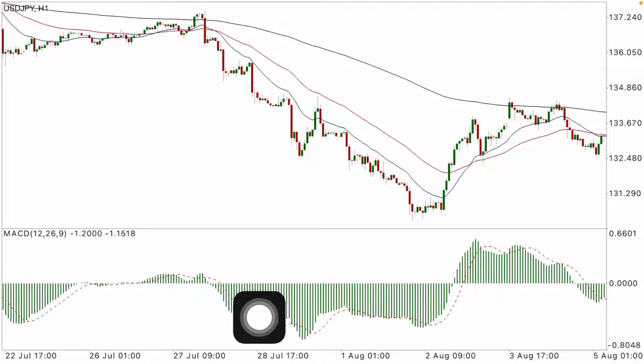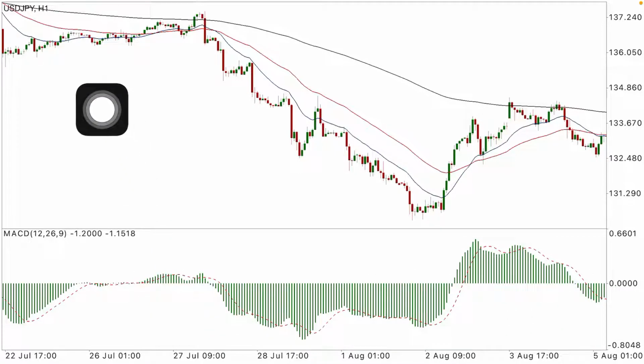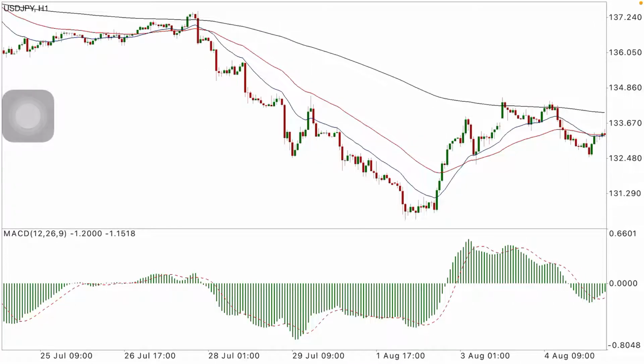And if the MACD graph is below 0, you are looking for sell trades. So now let's see how this works. First of all, you want to catch the trend when the trend actually begins.